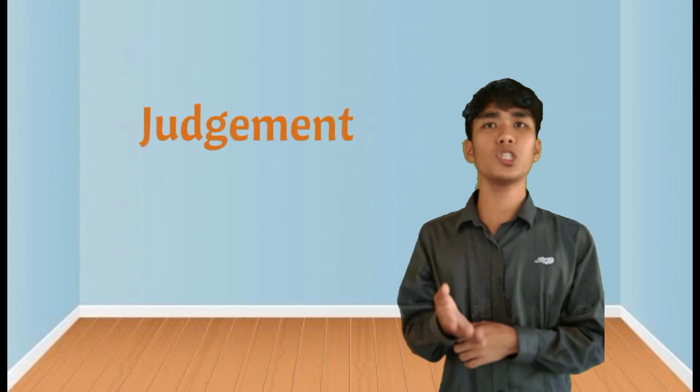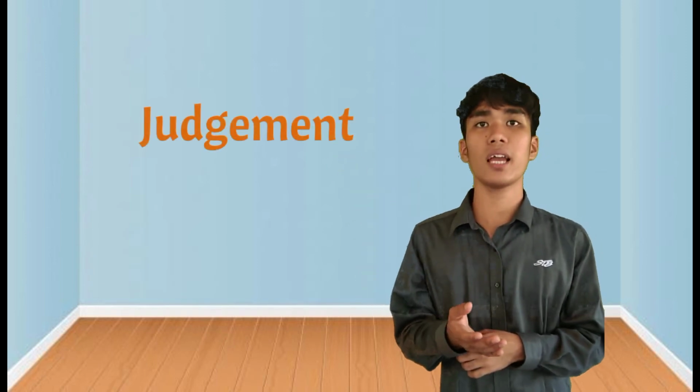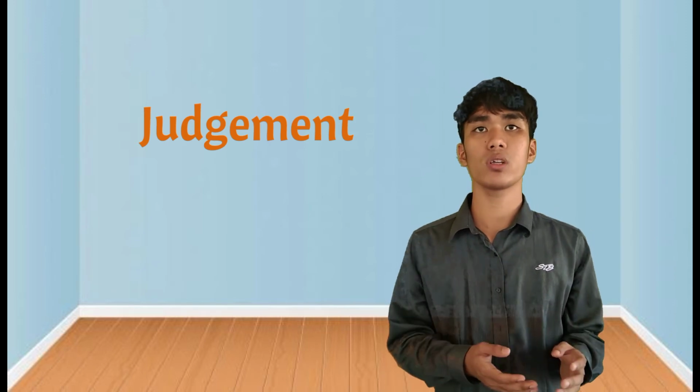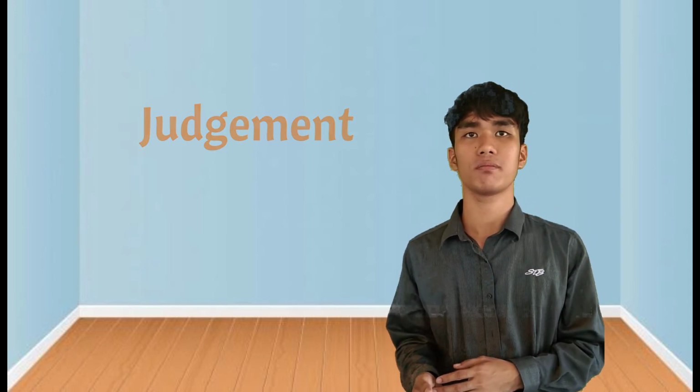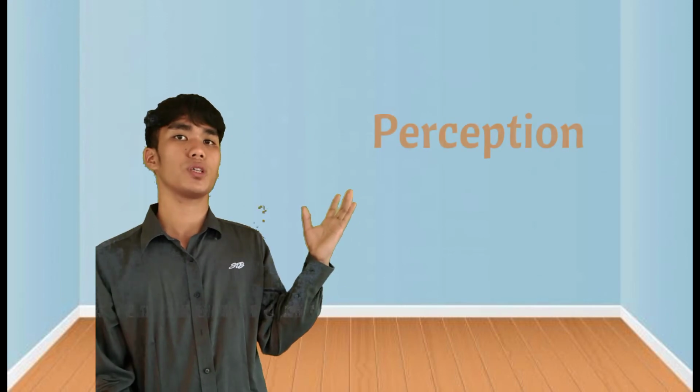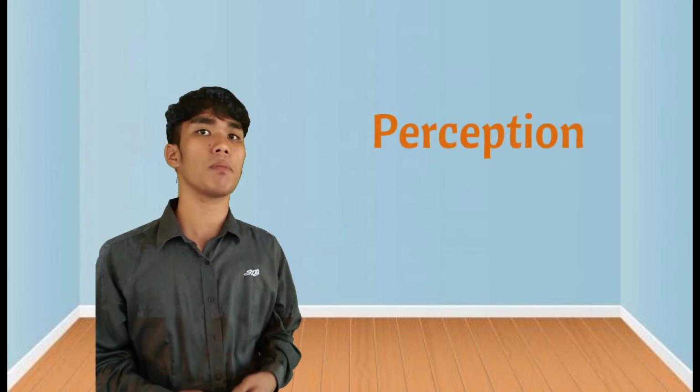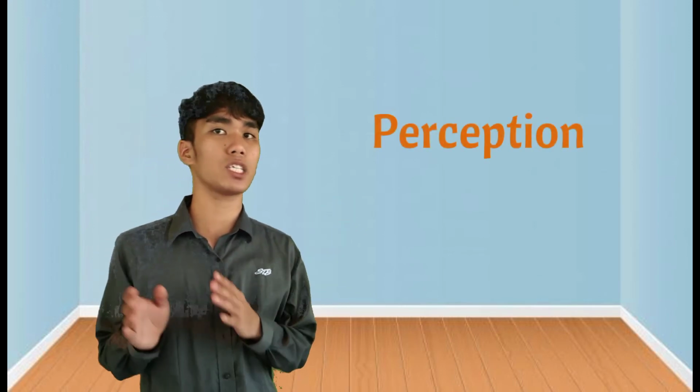Judgment. Judging people are purposeful and they like structure, plans, roles, and organization. Perception. Perceiving people take a laid-back, relaxed approach. They are flexible, open to change, and like to explore.